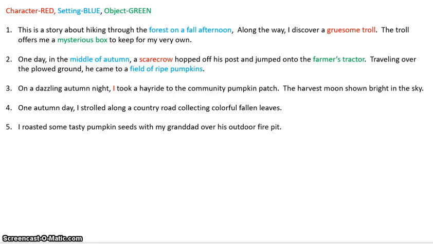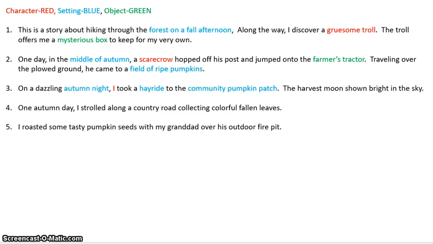Now in this one also, I say that the setting is an autumn night, a hayride, and a community pumpkin patch. I think if you wanted to debate on if the object would be the hayride, you could, but I really think that in this one, the community pumpkin patch would be a place.